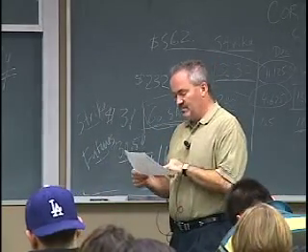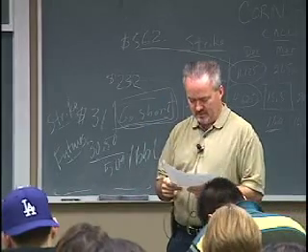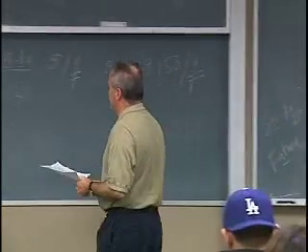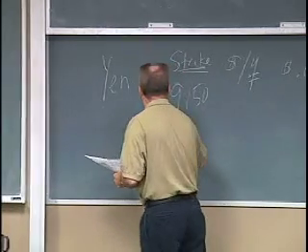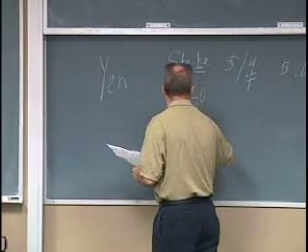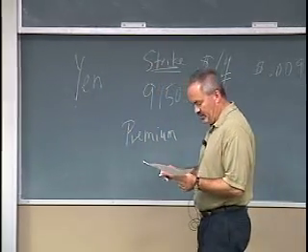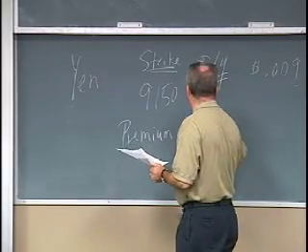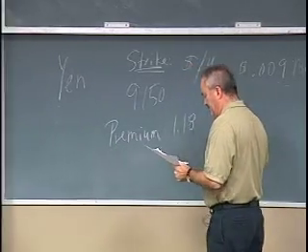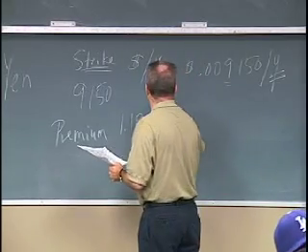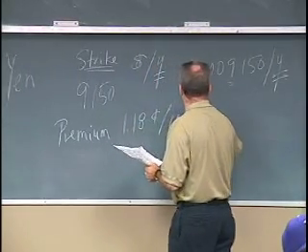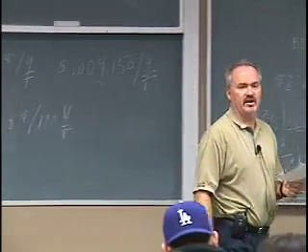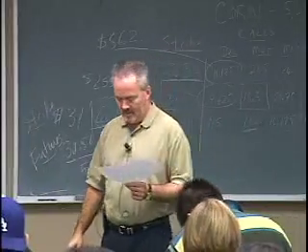And now the premium, this is where it gets trickier. You see the premium is 1.18. So I'm looking at a December call there. The premium is 1.18 cents per 100 yen. That's how it's reported. 1.18 cents per 100 yen.